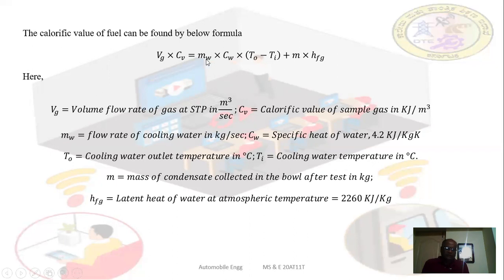This is how the calorific value of this gaseous fuel is equal to the mass of the water flow times the specific heat of the water times the change in temperature, plus the mass of the condensate collected times the latent heat of the water, divided by the volume of the gas. The unit of this calorific value of gases is always kilojoules per meter cube.